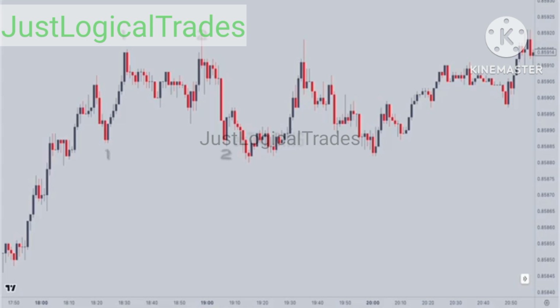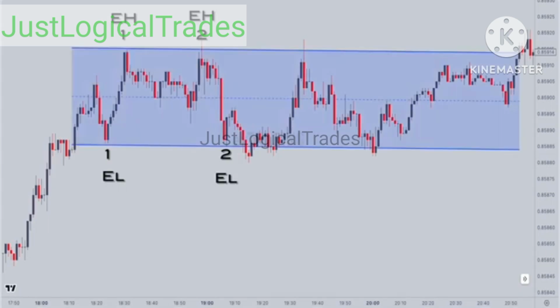Here's how. 1. First, you need to identify the points where you want to start drawing your channels from. These are numbered 1 and 2 on this chart. 2. You need a minimum of 2 points to do this. They must have equal highs, equal lows. 3. Next, you connect these points with a trend line. Now you're done.